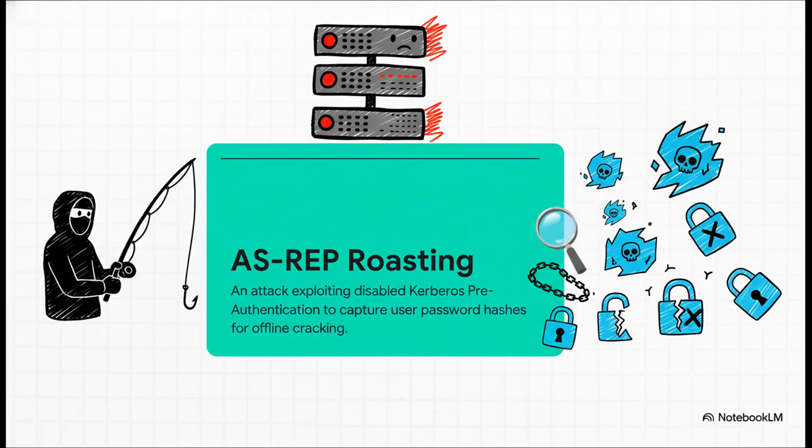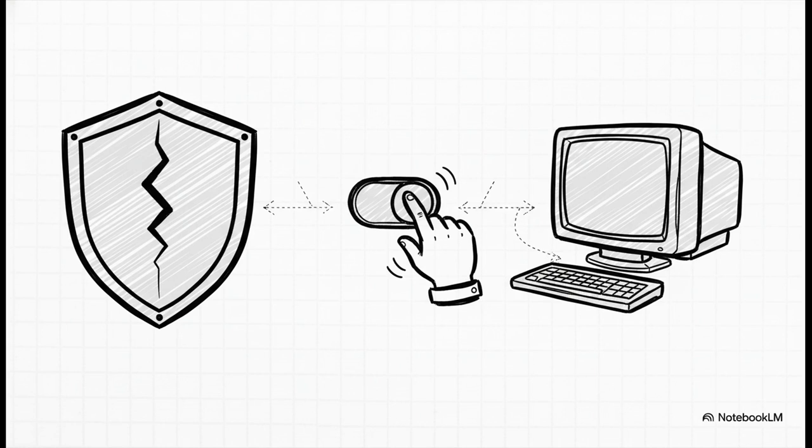So what is AS-REQ roasting, really? Well, you can think of it as an attack where someone basically tricks a server into just handing over a user's encrypted password hash. And this is only possible because they've found an account where a really key security check has been switched off. And here's the part that's so wild. This isn't some zero-day exploit or a complicated software bug we're talking about. It's literally a security feature that an administrator has intentionally disabled.